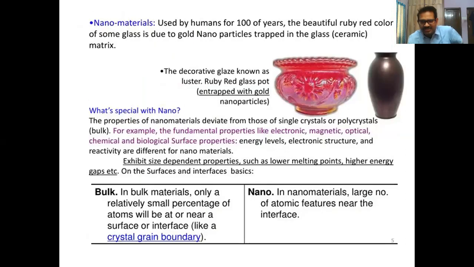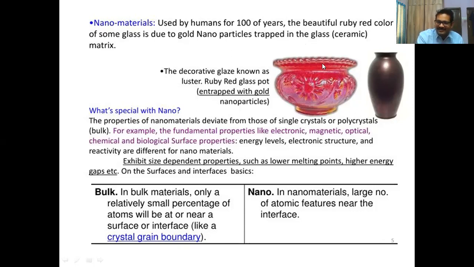Nanomaterials is not a new subject. It has a big history, and humans used these materials even 100 years back. We can see here a beautiful vase. It is colored this ruby red color. This is due to some gold nanoparticles trapped in the glass. So this is nano in size. This is a ceramic matrix. Gold particles are blocked and trapped in this glass matrix, and these are giving this beautiful ruby red color.